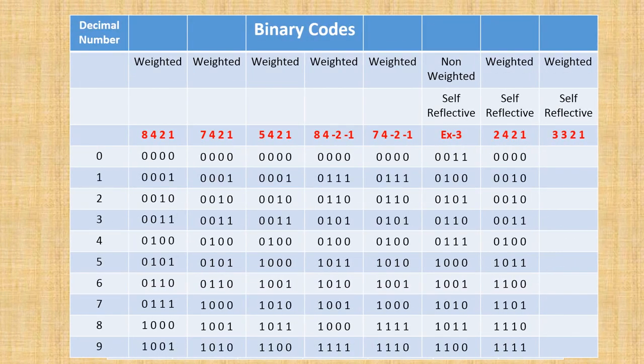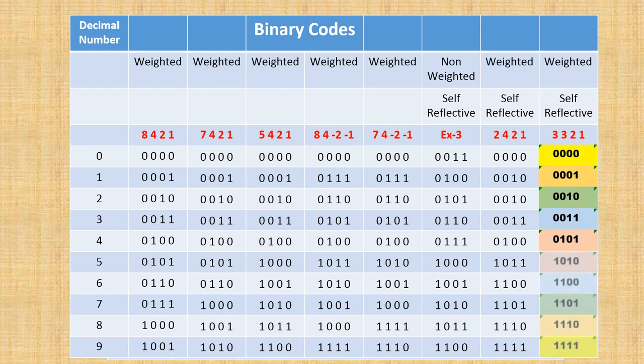We can have another example of 3321 codes. These codes also have both the property of self-reflection and weighted code according to the system 3321.